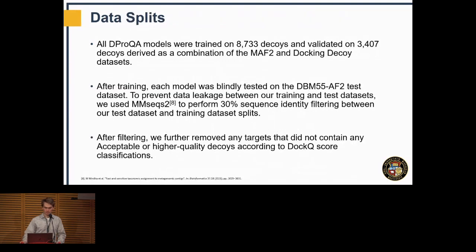Yeah, and as already mentioned before, the data splits. So we have around 10,000 decoys for training, around 3,500 for validation. And we do 30% sequence identity filtering between the train and test splits to make sure that there's non-redundancy there. And we also removed targets that didn't contain any acceptable or higher quality decoys. That was also a quality assurance step here.